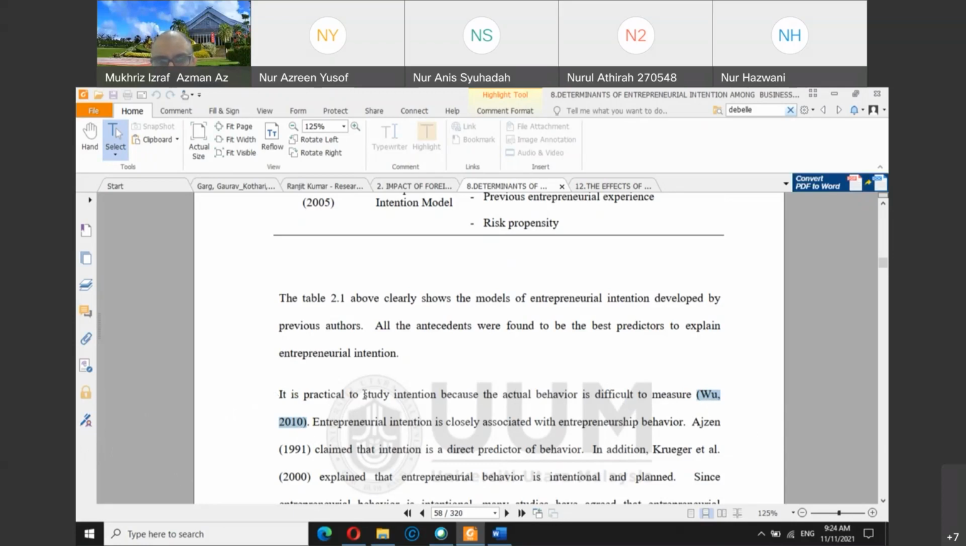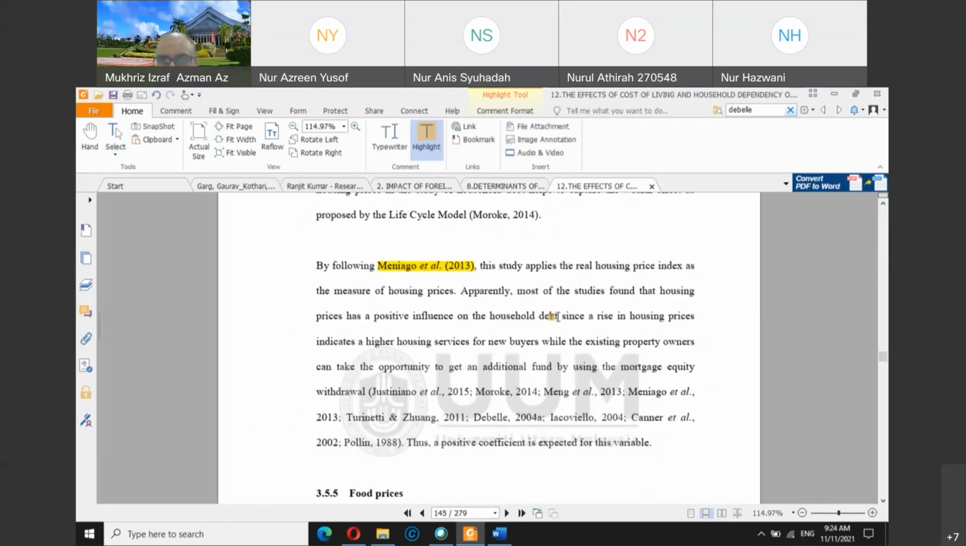The sentence has already finished, and you want to say that this sentence belongs to Wu or is referring to the statement by Wu and Wu 2010. Okay, so this is if you are citing one person. But if that sentence belongs to many persons, meaning that the same sentence is referring to many articles.